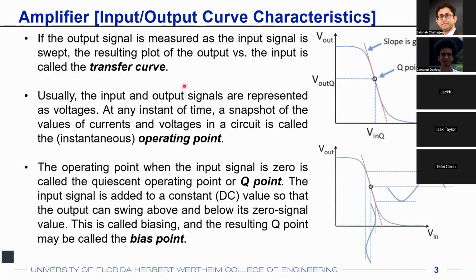All right. Now, usually these input and output signals are represented in voltage. And at any instant of time, this snapshot of the input voltages, output voltages or currents is going to be called an operating point of the circuit. So you may hear about this term later on in your circuit courses, operating point. What does operating point mean? Operating point means what voltages or currents are present in the circuit at any particular time instant t.